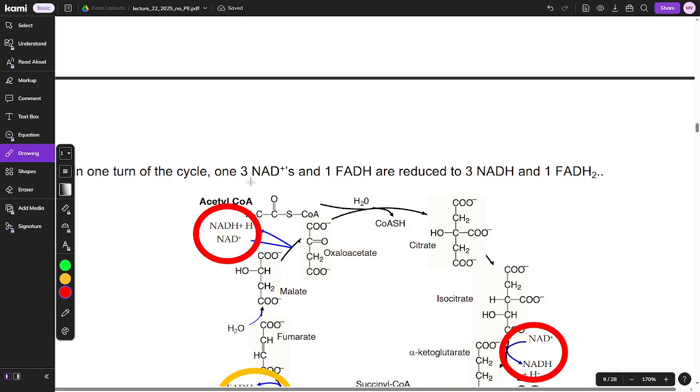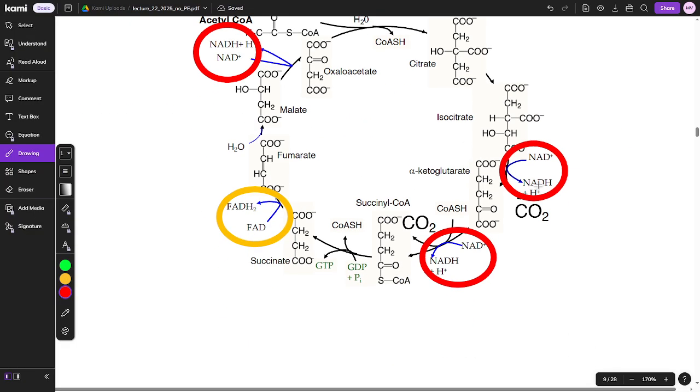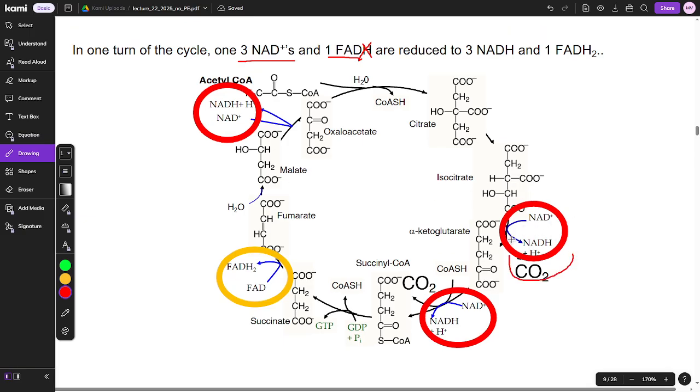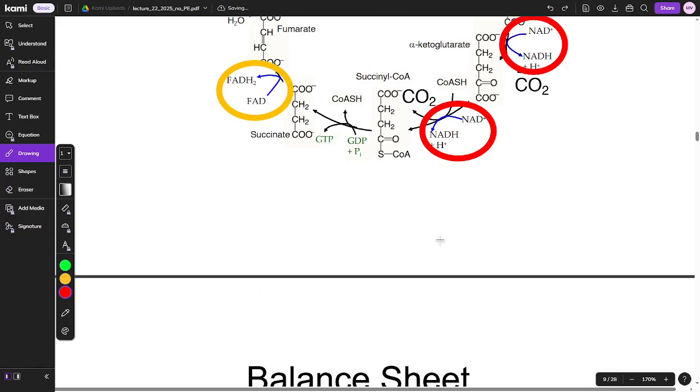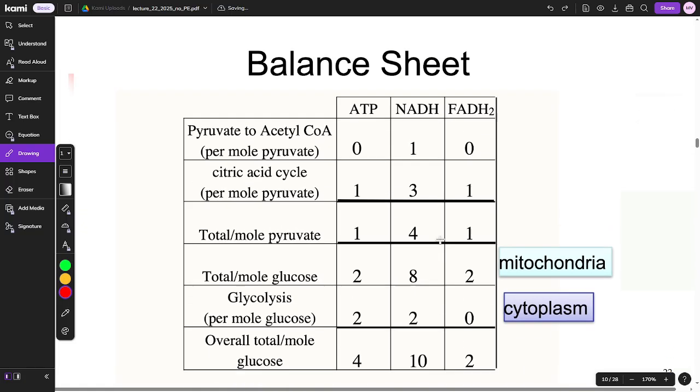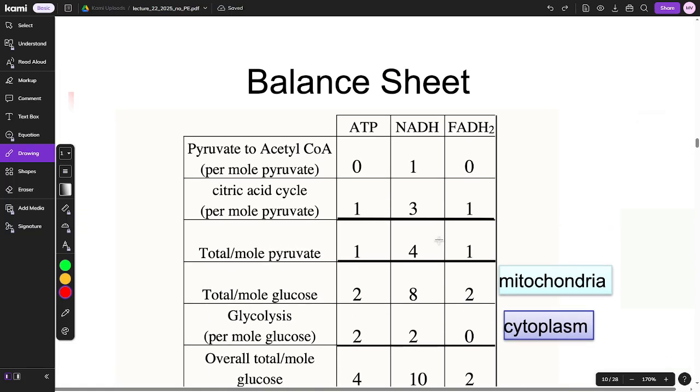And here we talk about this again, right? In one turn of the CAC, 3 NAD pluses, and it should say FAD, not FADH, and 1 FAD are reduced to 3 NADHs and 1 FADH2, right? We already talked about these reactions here, and we already talked about why this one's FAD and how you can think about that. And here's just a nice little diagram, or an accounting thing of how much stuff is released. If you look at this is pyruvate dehydrogenase right here, so PDH, right?